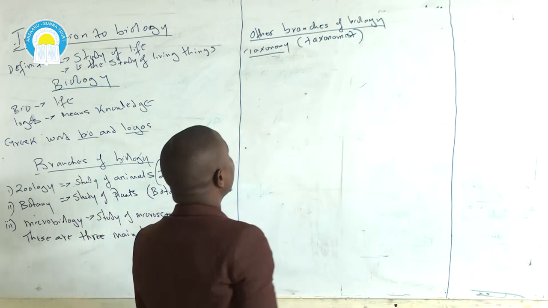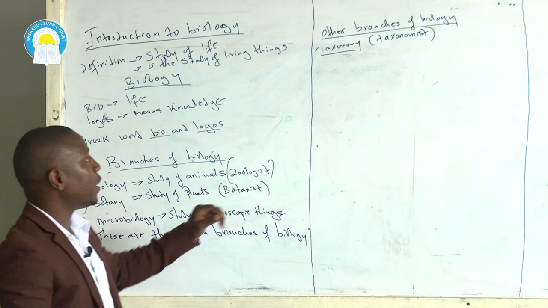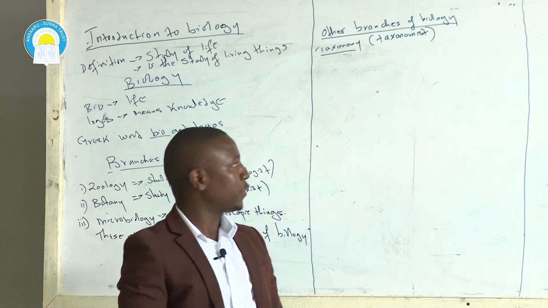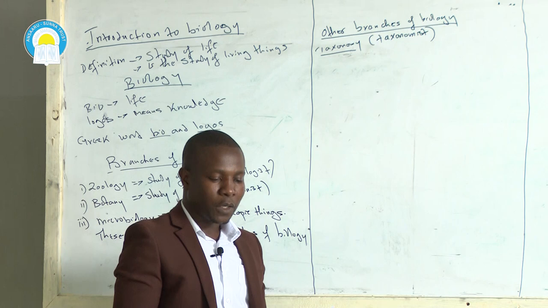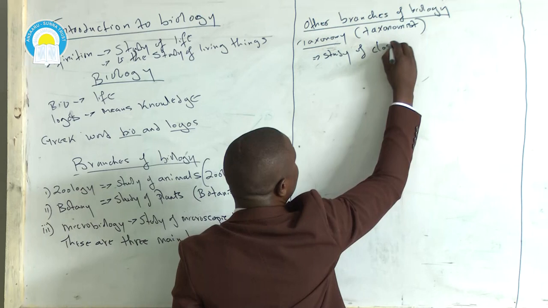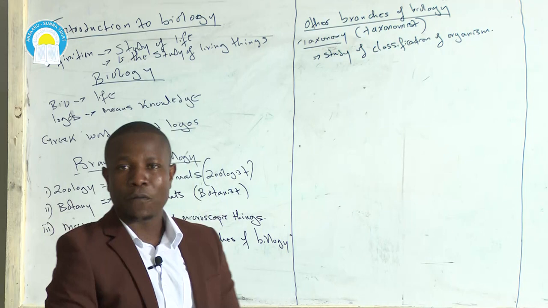We are on the other branches of biology. Remember, when we started, we said we have three main branches: zoology, botany, and microbiology. But here we are on other branches, and number one is taxonomy. The person who studies taxonomy is called a taxonomist. The definition of taxonomy is the study of classification of organisms.